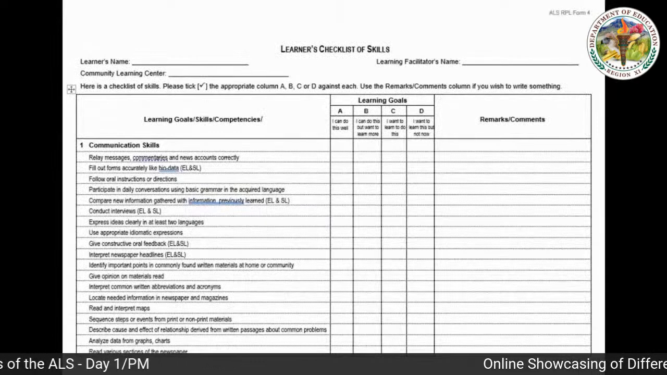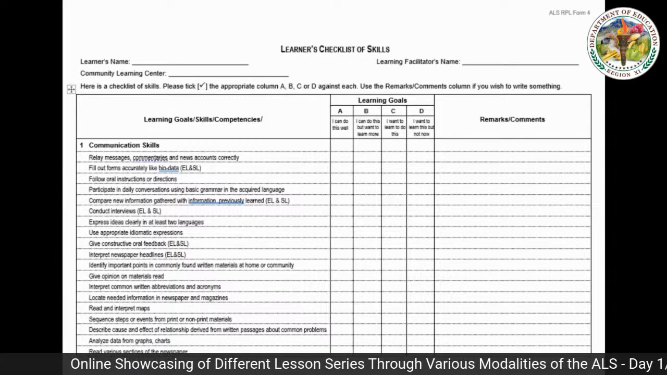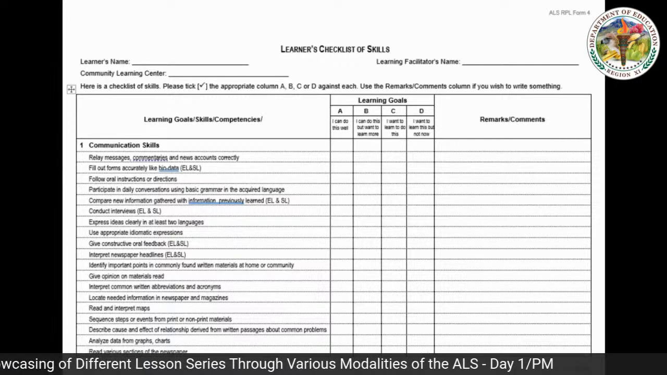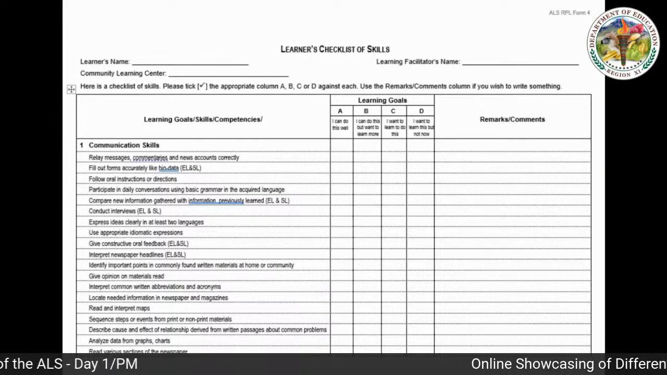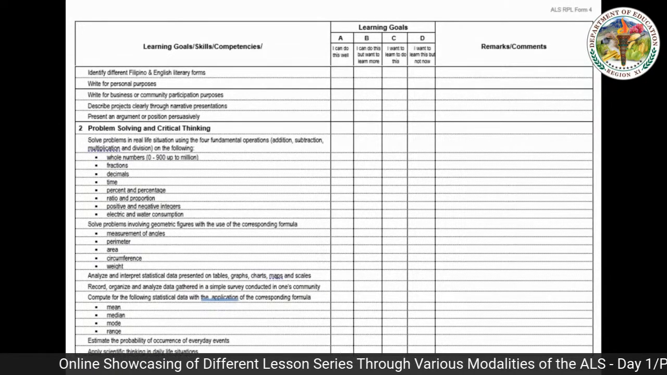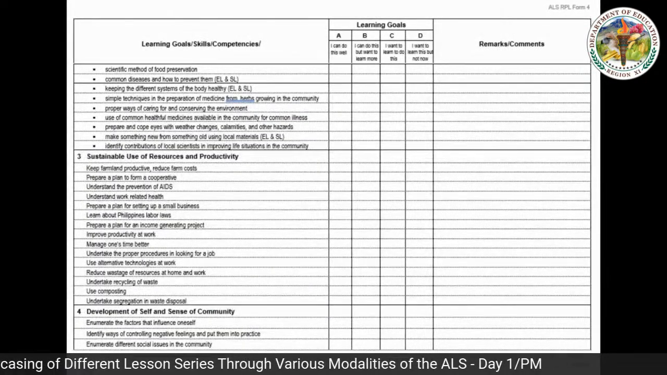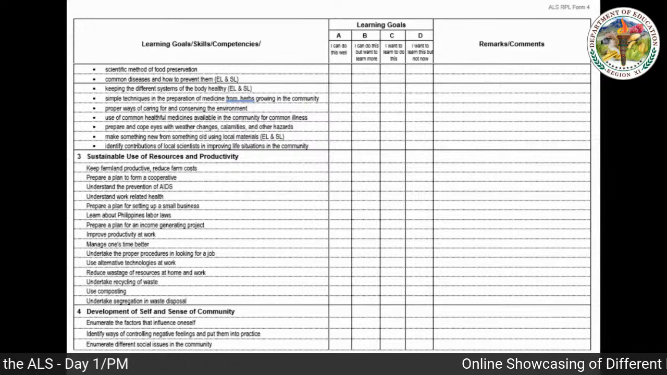ALS RPL Form 4, or the Learner's Checklist of Skills. This form is used to assess the learner's skills and competencies in communication skills, English and Filipino, scientific literacy and critical thinking skills, mathematical and problem-solving skills, life and career skills, understanding the self and society, and digital literacy as the basis for their individual learning agreement.